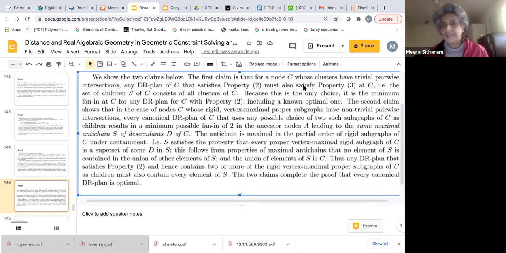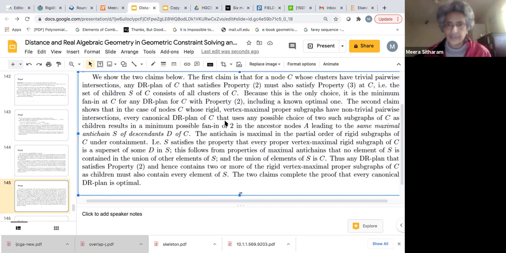if the elements of S are not directly the children of C, then sort of the paths, so to speak, from this S to the descendants of C are all nodes with fan in exactly two. Okay, so there are only two choices.